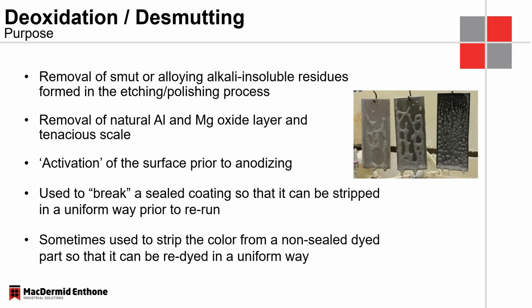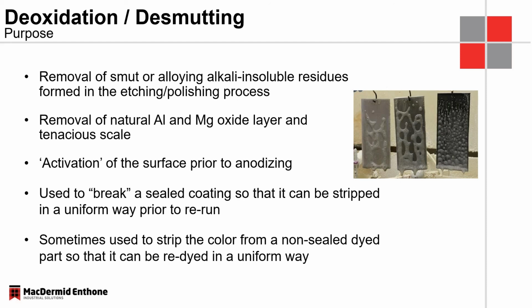on the right are different alloys, and they will give different degrees of smut on the surface after etching. So it also removes the natural oxide layers, any sort of scale from previous process steps those parts have been through. It's really an activation and conditioning of the aluminum surface prior to anodizing.